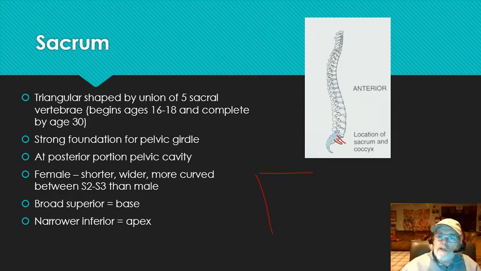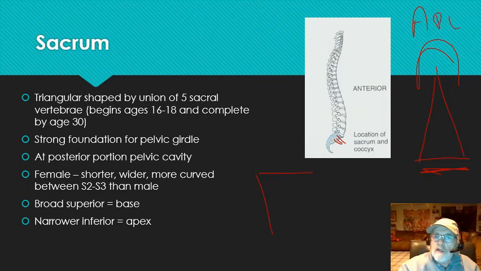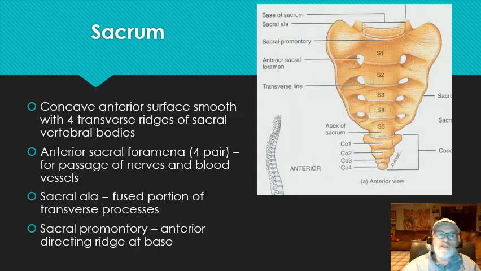The top is called the base. This is just an anatomical point. If I have something like this, the wider portion at the bottom is always called the base, and the pointed portion at the top is always called the apex. So basically, the superior portion of the sacrum is wider, and that's the base, and the bottom portion where it goes into the coccyx is called the apex.